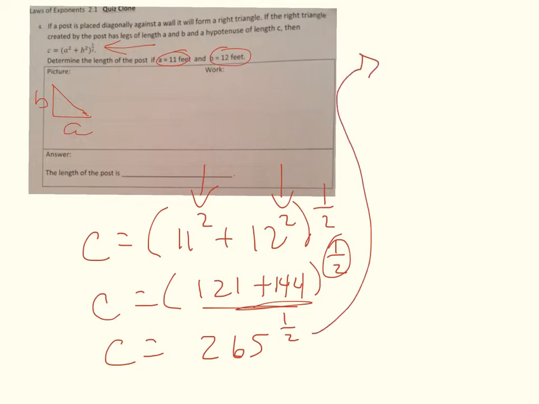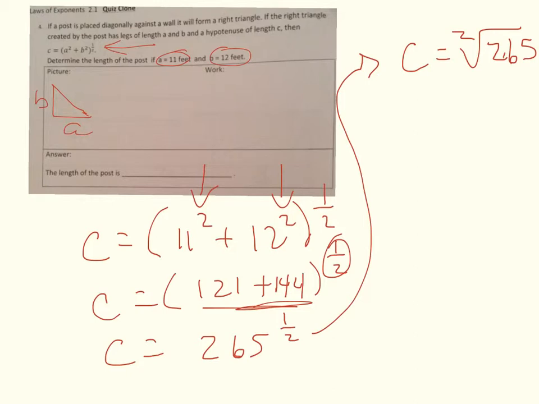So let's go up here. Let's rewrite this as the square root of 265. Not a very good number there. Sorry about that. Let me erase that. All right, so that's the square root of 265. Now, in this case, there is no square root of 265.